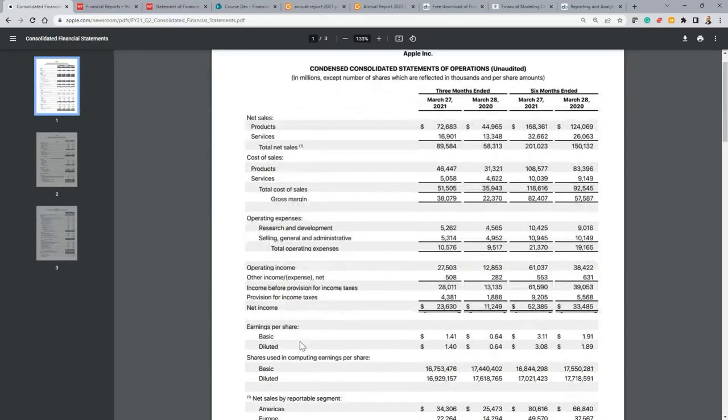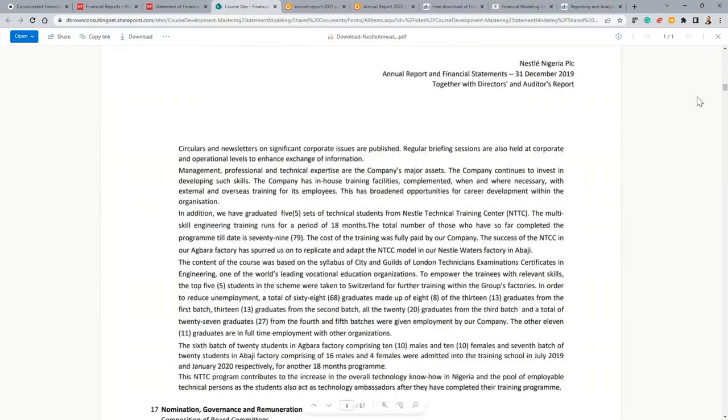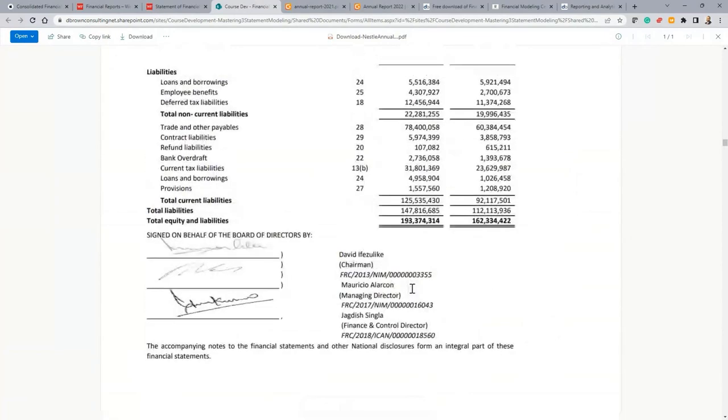Yes? But let me go to maybe a Nigerian company here. This is Nestle. Nestle Nigeria PLC. When you are a modeler and you go look at the financials of a company, the financials of Nestle are hiding somewhere. Where are they? Okay, it's coming up. So if you go to the financials, you need to go and check: can I use these financials in building my model, right? Do they tell me what drives each item?